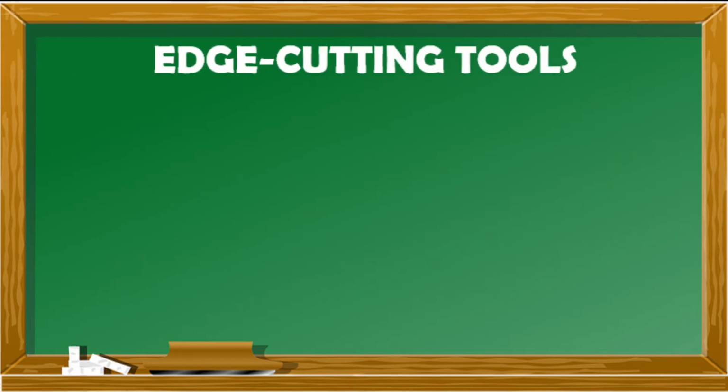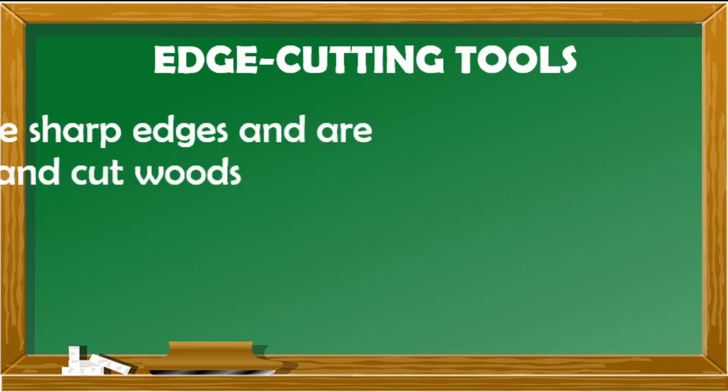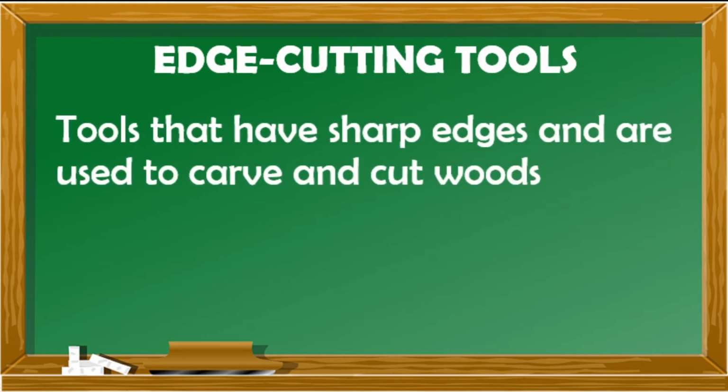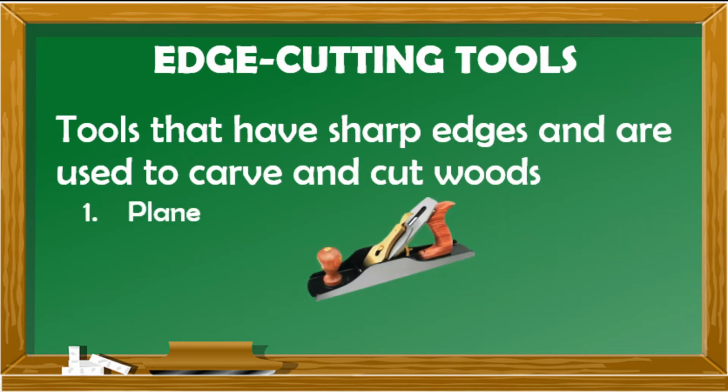Okay? So next, edge cutting tools. We have two samples of edge cutting tools. But before that, what are edge cutting tools? Edge cutting tools have a sharp edge and are used to carve and cut wood. We use them for trimming, resurfacing our wood, and for carving. So what are those tools? We have the plane and also the chisel. We use them for grooving, trimming, and surfacing our wood, especially if it is not yet even or has raised parts, not yet level. So we use the plane and chisel.